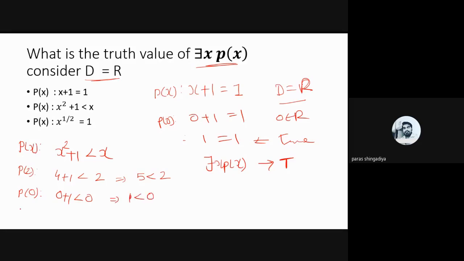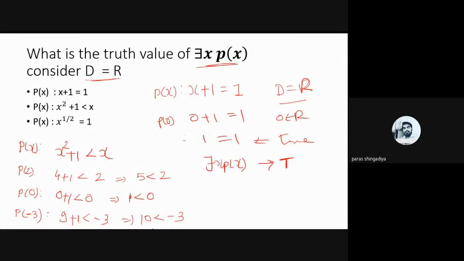Now for a negative number, let us take the negative value minus 3, because it is also covered in the real line. For minus 3, minus 3 squared will be plus 9, so here it will be 9 plus 1 less than minus 3. What does it mean? 10 less than minus 3, and 10 is bigger than minus 3, so that is wrong. So for any negative number it will be wrong.